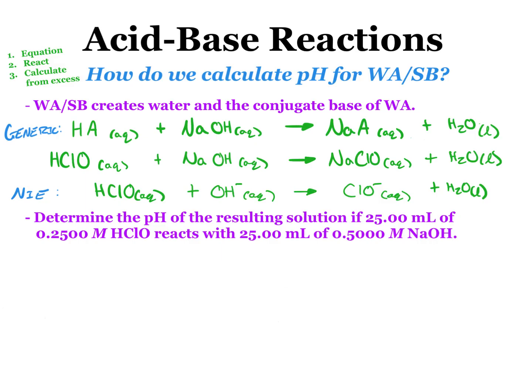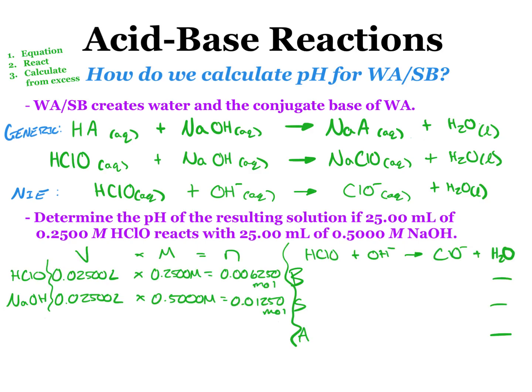That's step one. The next thing we need to do is create a BSA table in order to show how these things react to figure out what we have left over at the end. So the first step is to find the mole amounts of each of the reactants that you have in this question. We have 25 mL of 0.25 molar HClO and 25 mL, so same volume, but a much bigger molarity, 0.5 molar of NaOH. And so to calculate this, we do use the molarity equation, and we get that this is our mole amount of HClO, and this is our mole amount of NaOH.